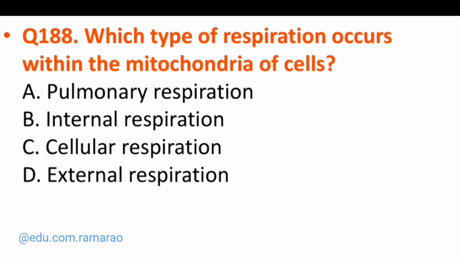Which type of respiration occurs within the mitochondria of cells? Option A pulmonary respiration, option B internal respiration, option C cellular respiration, option D external respiration.